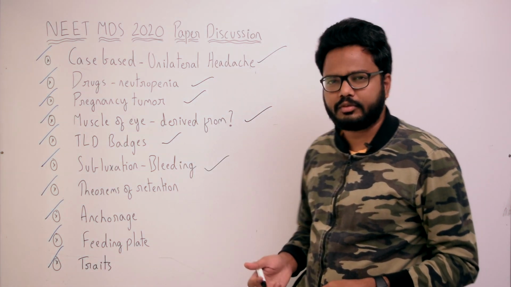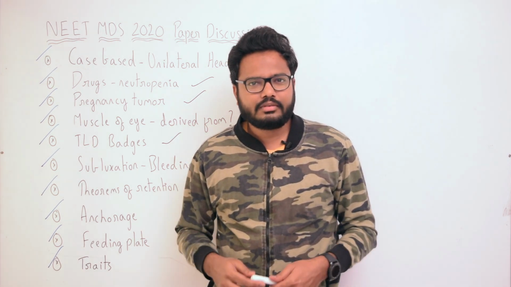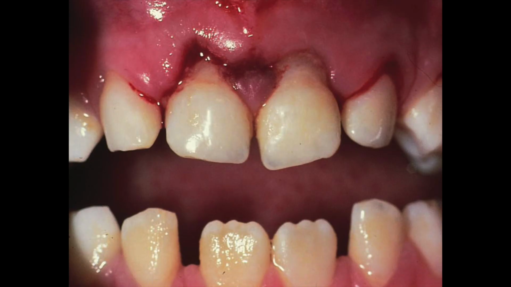Which of the following types of injuries is associated with bleeding? So subluxation obviously seems to be a more appropriate answer. If you review literature given in Grossman, subluxation is defined as an injury to supporting structure of a tooth resulting in abnormal loosening of tooth without any displacement. This is very, very important.